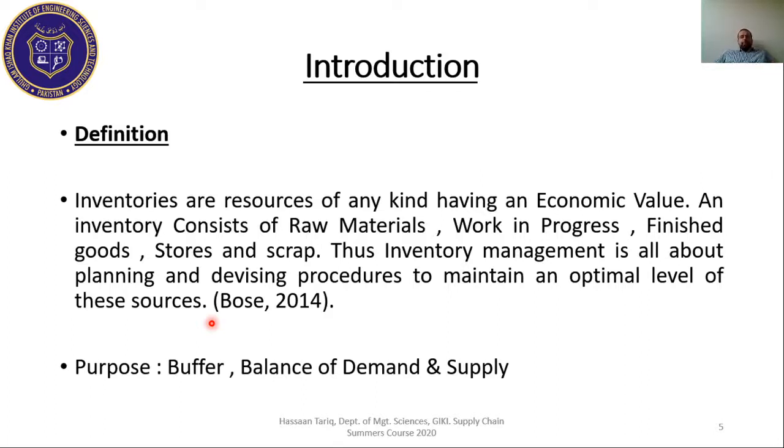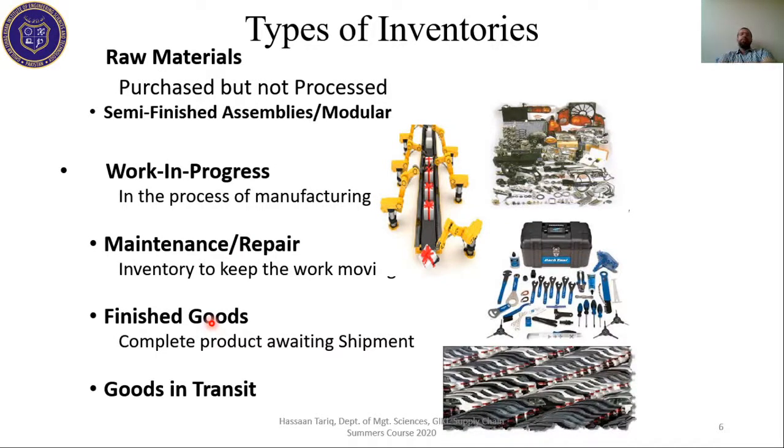Quickly, let's move on to the purpose of inventory management. The first purpose is that inventory always acts as a buffer. In case of demand fluctuation, you might have increased demand in the market and you have stored inventory in your warehousing or your stores. That acts as a buffer and helps you overcome that sort of demand fluctuation. Inventory also helps in balancing demand and supply, and we'll look further into how this works. Let's move on with the first part, the types of inventory.